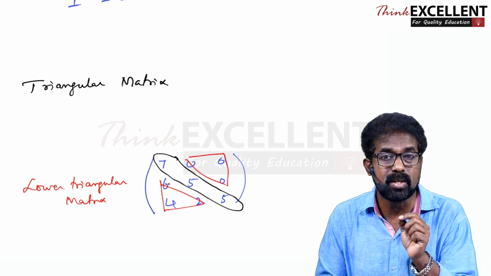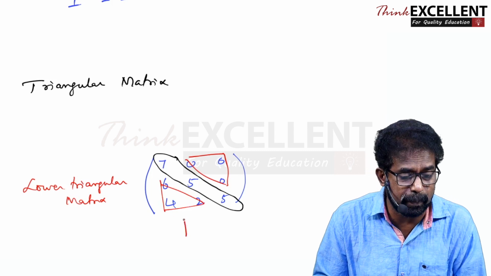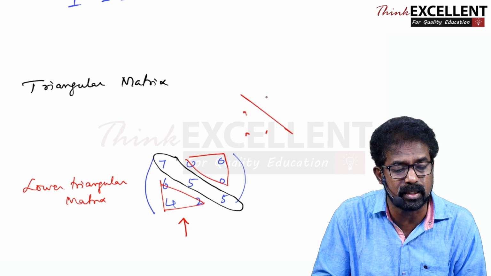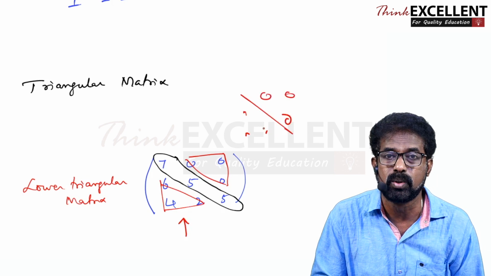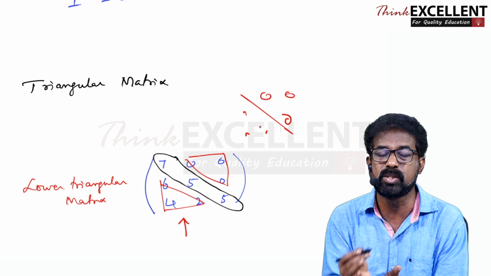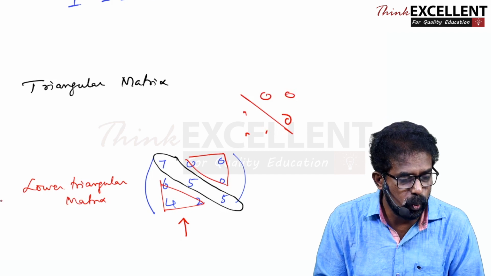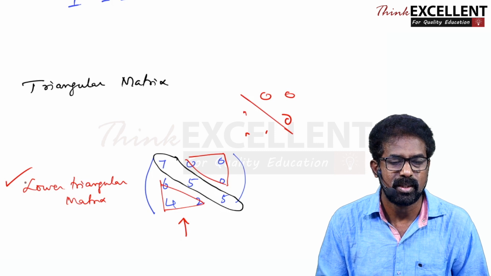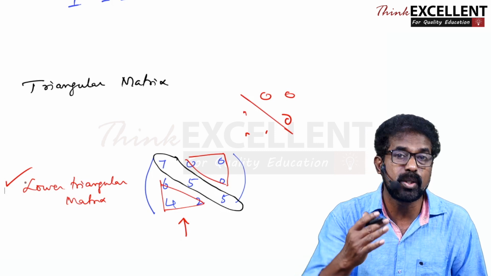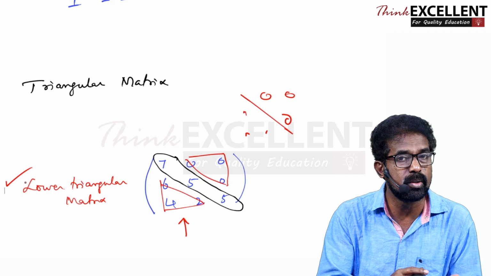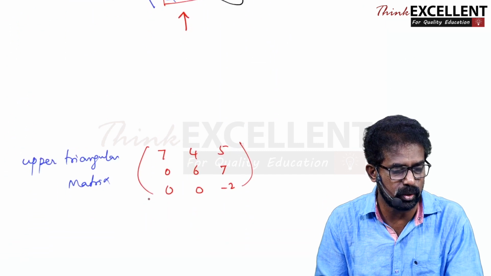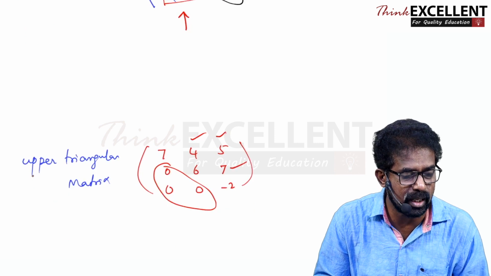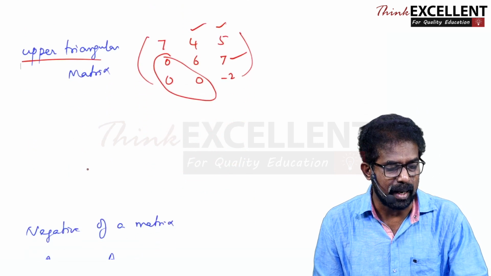If we have non-zero elements only in the lower part of the diagonal, that means the upper part is all 0. Lower part you have non-zero elements, then we call it a lower triangular matrix. And what about the upper triangular matrix? Diagonal, upper part you have non-zero elements, lower part all elements are 0, okay. So lower part fully 0, upper part alone you have non-zero elements, so that is called an upper triangular matrix.